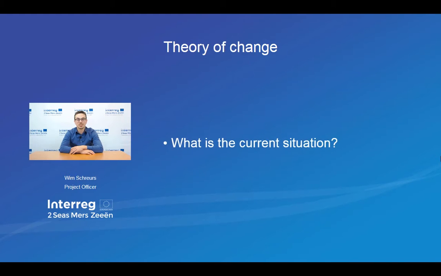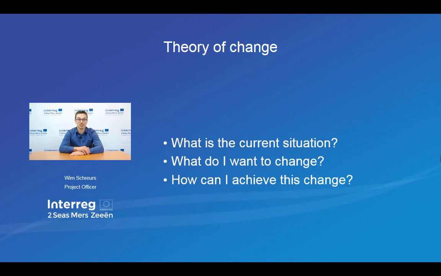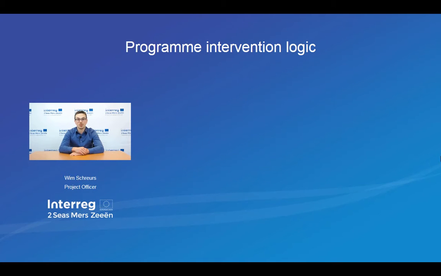The intervention logic, as I mentioned, originates in the theory of change. This theory stipulates that you take stock of a current situation, assess the needs, assess things that go wrong, and identify what you want to change to this certain situation. Of course, the question you need to ask yourself as well is, how do I achieve this change? We, as the 2Cs program, have translated this theory of change into a program intervention logic.